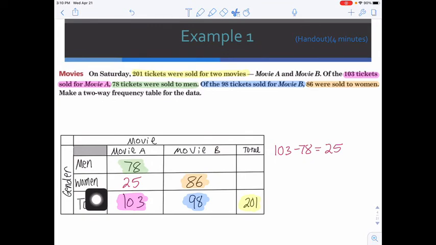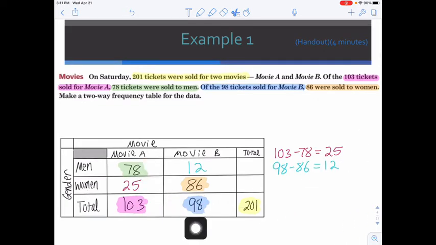To figure out how many women bought tickets to movie A, we can take the total number of tickets sold for movie A, 103, and subtract the number of tickets that were sold to men, 78. 103 minus 78 will give us 25, so 25 women bought tickets to movie A. We can use the same method to figure out how many men bought tickets to movie B. There were 98 tickets total for movie B, 86 of them went to women, so 98 minus 86 will give us 12, as you can see over to the right.